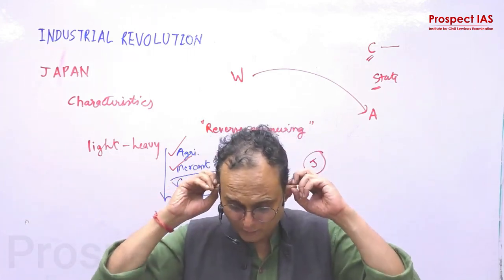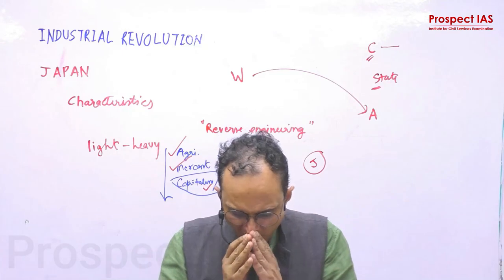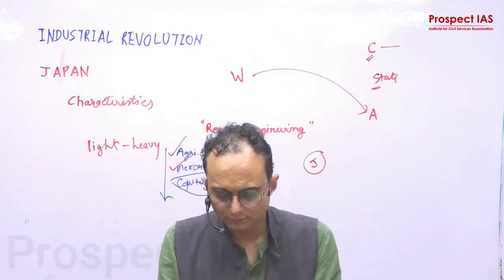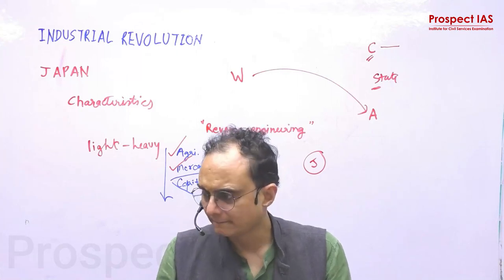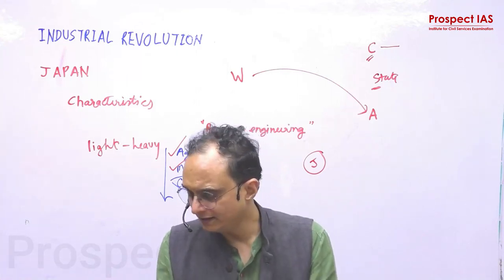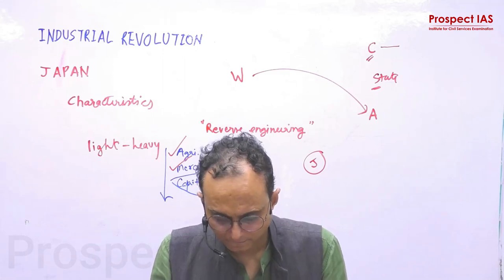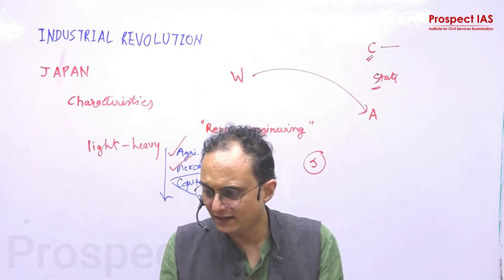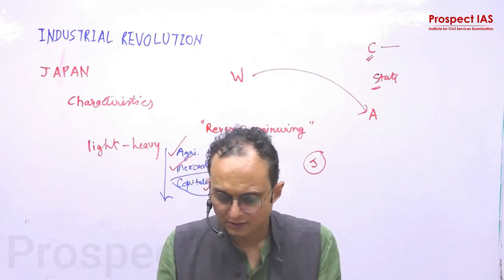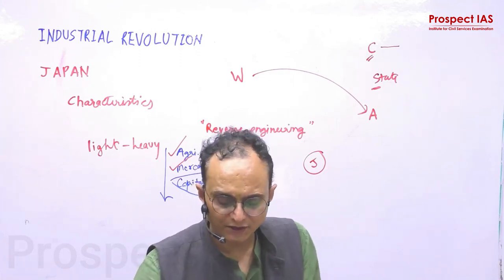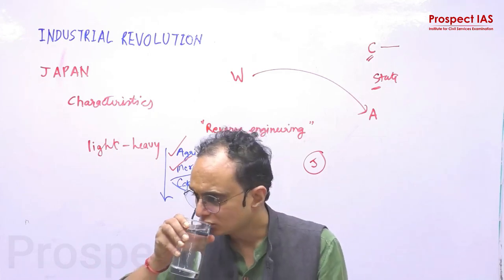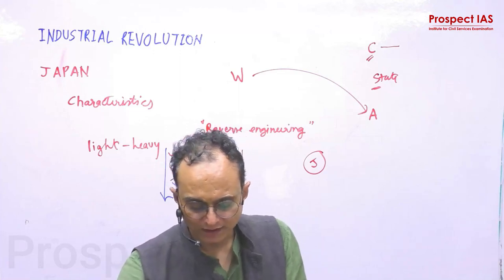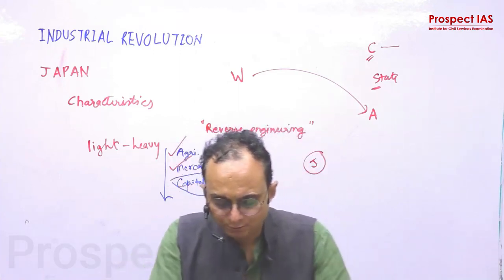Funding was provided. Protection to the industries and a separate ministry for industries. A separate ministry for industries was set up in 1870.